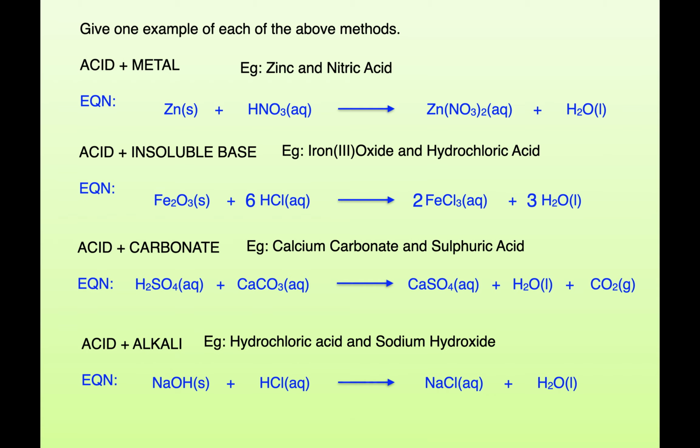Okay. So there's some examples. You have to be fairly flexible. Sometimes they'll give you the starting materials and you have to say what's produced. Sometimes they'll say what's produced and you have to think of potential starting materials.